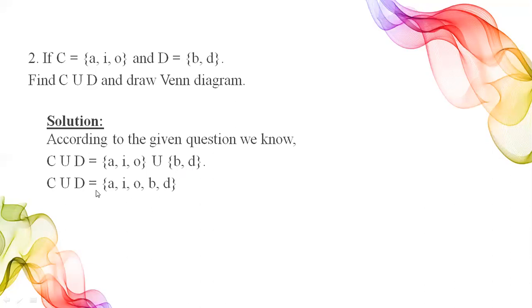The arrangement does not matter, but the elements do. So we can write our answer C union D as a, b, d, i, o, and we can write it in this way as well. Now we are going to draw our Venn diagram.